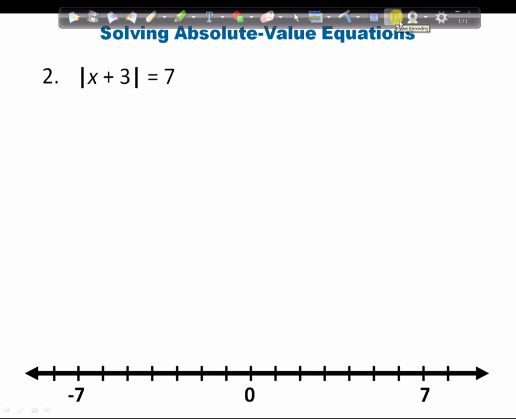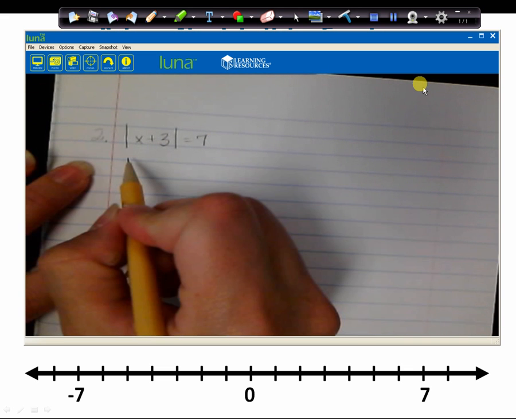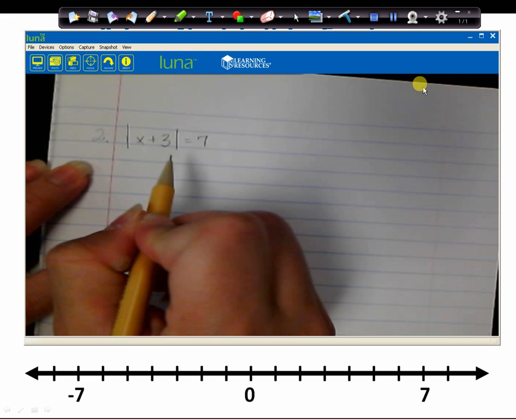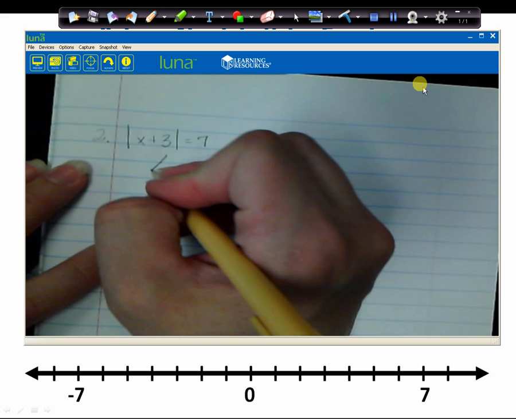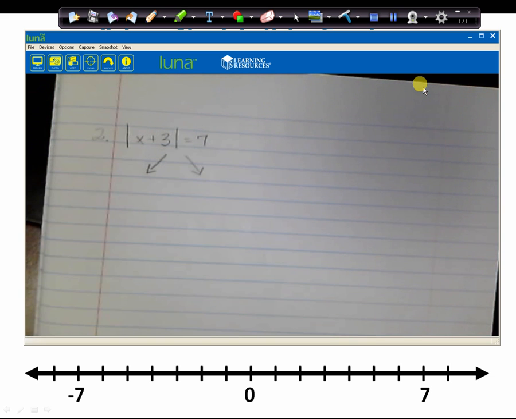All right, number 2 we're going to look at on paper. Okay, so we have our absolute value bars over here on this side of the problem. We have the absolute value of x plus 3 equals 7. So now we have to set this up as two separate equations, and we're going to bring this down. And I want you to always draw your arrows when you're setting up these two separate equations because it kind of cues you to knowing that that's exactly what you're doing.